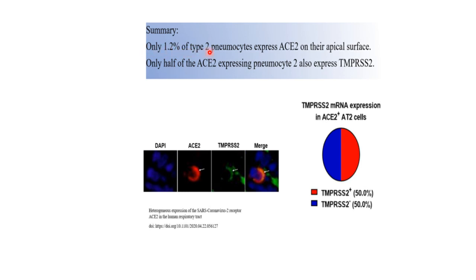Only 1.2% of type 2 pneumocytes express ACE2 on the apical surface, and then only half of the ACE2 expressing pneumocyte 2 also express TMPRSS2. So this represents ACE2 positive cells. Only half are TMPRSS2 positive, and the other half are TMPRSS2 negative.